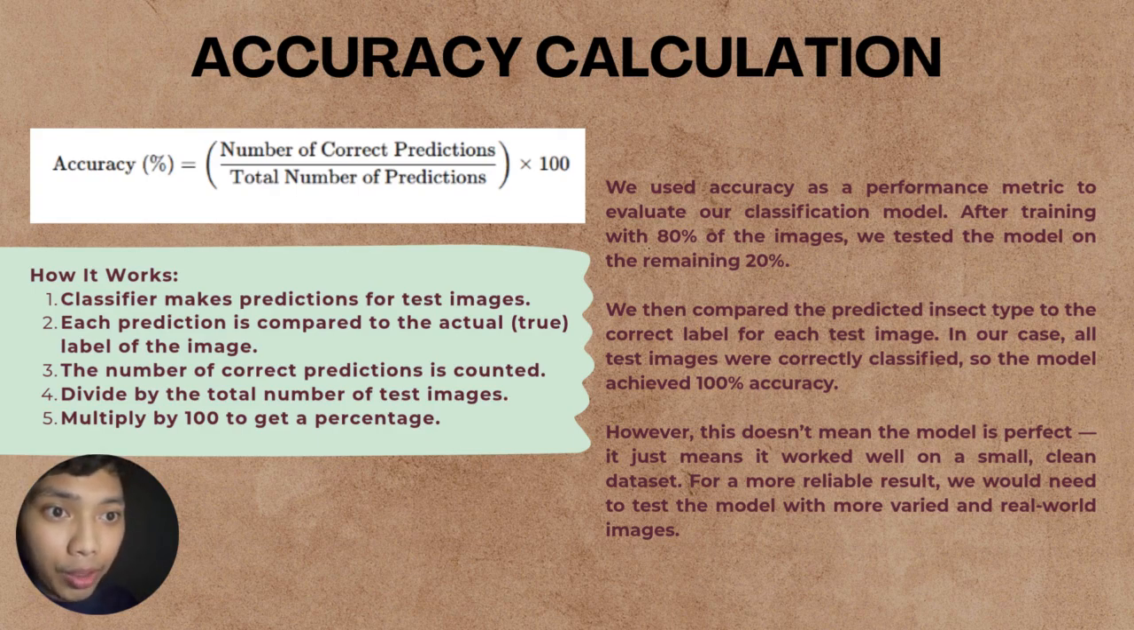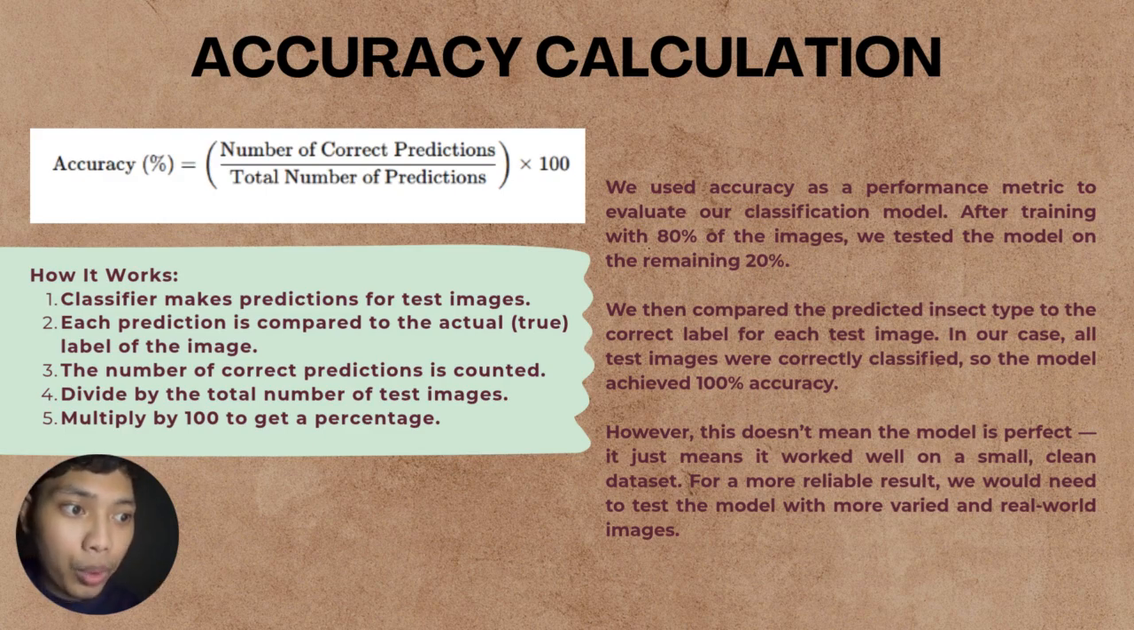We see the formula: accuracy is the number of correct predictions divided by the total number of predictions, multiplied by 100. So how will it work? First, the classifier makes predictions for the test images. 2, its prediction is compared to the actual true label of the image. And number 3, the number of correct predictions is counted. 4, divide by the total number of test images. And lastly, multiply by 100 to get a percentage. We use accuracy as a performance metric to evaluate the classification model.